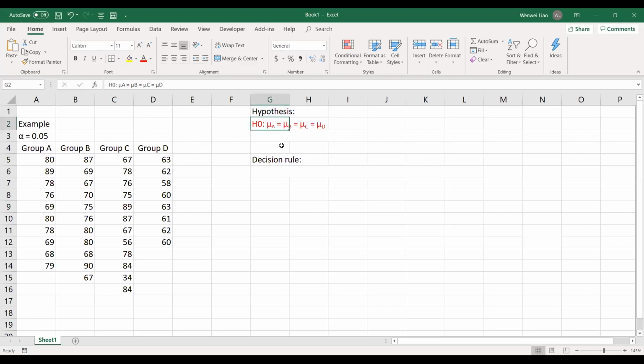H0: mu A equal to mu B equal to mu C equal to mu D, and H1 is at least one inequality, or say at least 2 of them are not equal. And the decision rule here is reject H0 at 5% level of significance if p-value is smaller than 0.05. Or you can use the F stats compared with the F critical value.